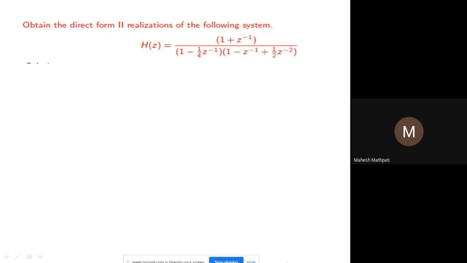So here the powers are given directly in negative form, so you don't need to convert them. Just take the product of the denominator functions and you will get a transfer function. Then write the equation in terms of y of z by x of z and simplify it. Get the difference equation. Then draw direct form 1 and direct form 2.